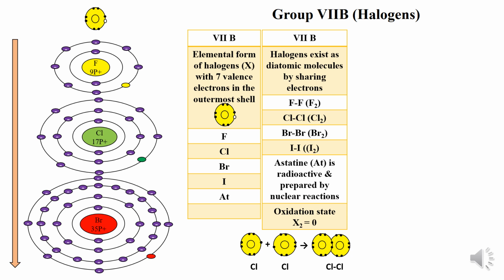Now, astatine also belongs to the 7th group, but it is radioactive in nature and it is prepared by nuclear reaction. So, we'll ignore this radioactive element that belongs to the 7th group. Now, the oxidation state of halogens in the neutral form is 0.